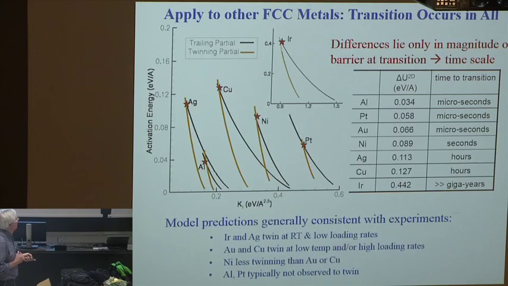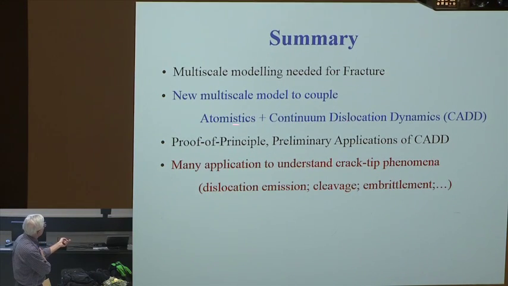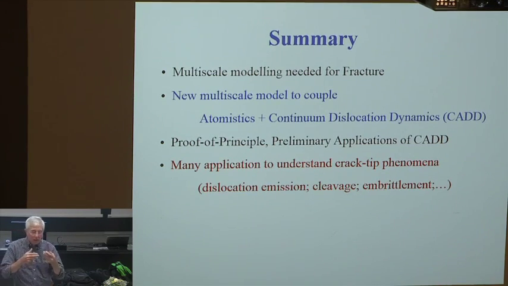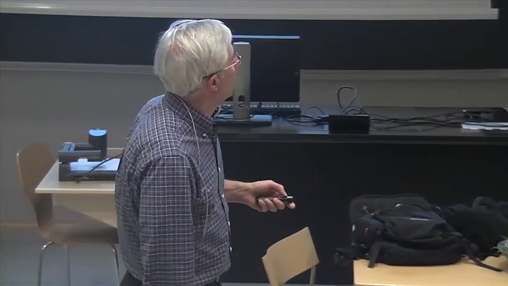Okay. So I argued before that multiscale models are needed for fracture. What I told you about is a little bit of detail, just to give you an idea about coupling methods and what kind of things one has to think about. It's not only mechanics of stress and displacement that have to be continuous, but it's also transferring of defects across the interface. And in this case, we talked about atomistics and continuum dislocation dynamics.